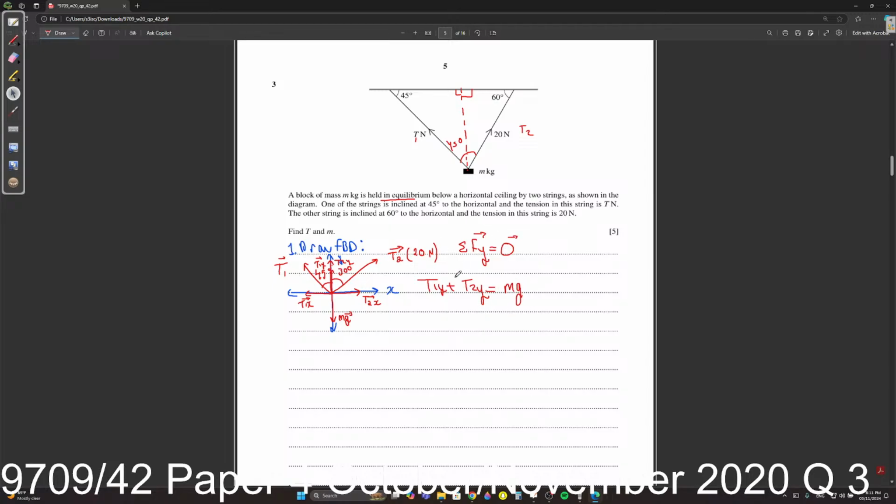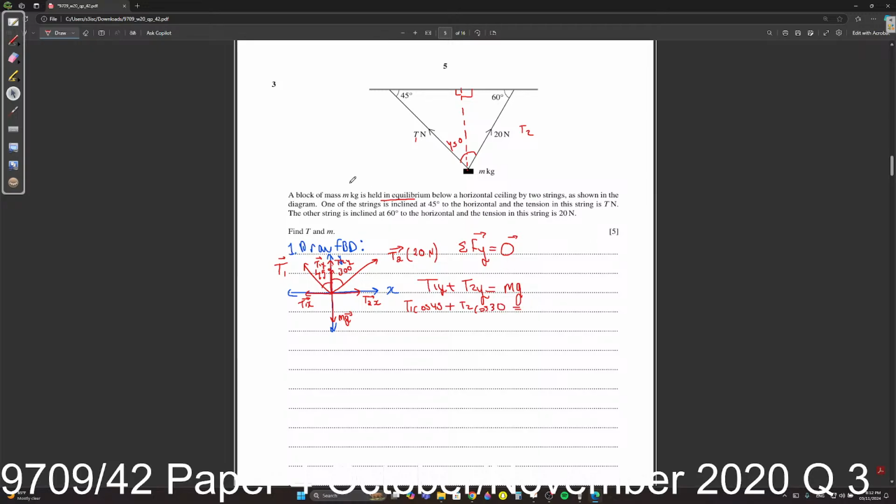Okay. Let's start to substitute a bit. T1y is equal to T1 cosine 45. Why cosine? Because the angle I'm using is with the vertical. T1 cosine 45 plus T2y, which is T2 cosine or sine? Cosine. Why cosine? Because the angle I'm using is with the vertical. So T2 cosine 30 is equal to mg.